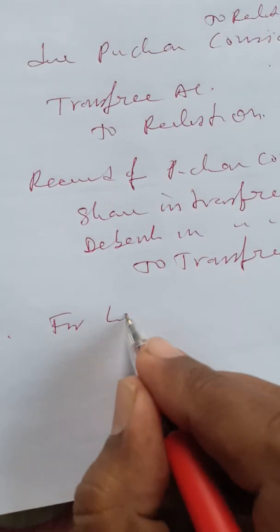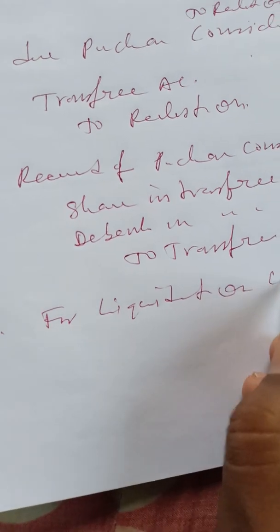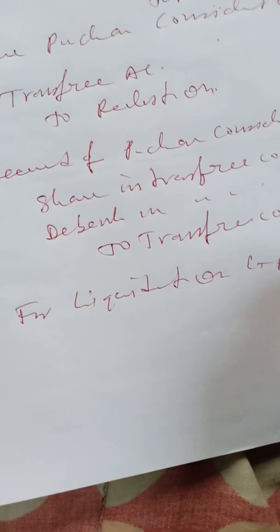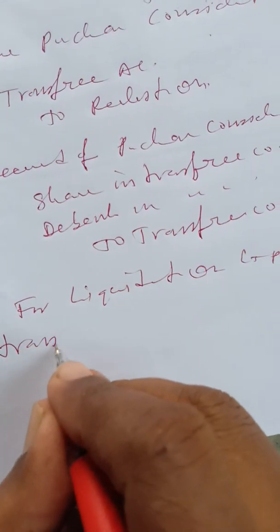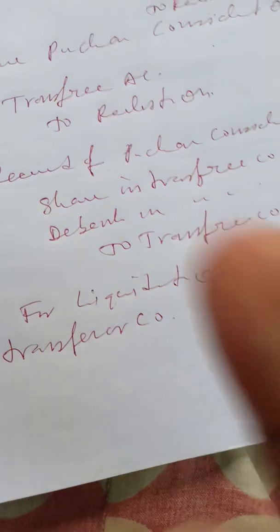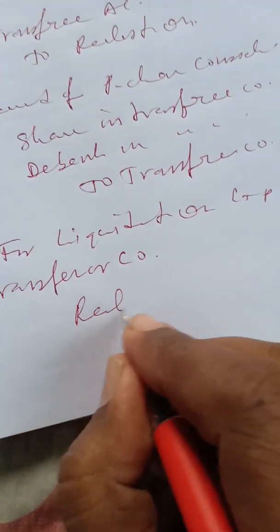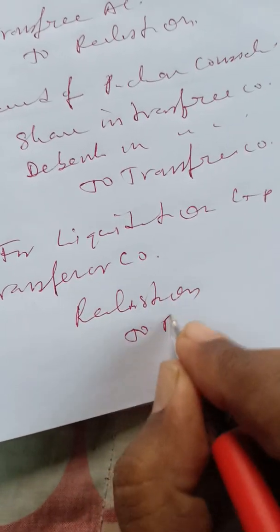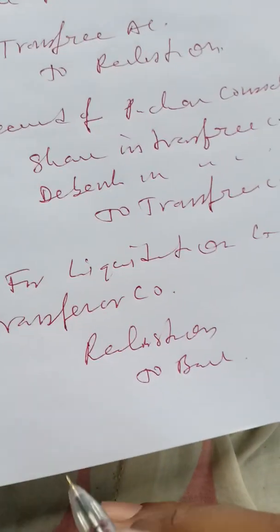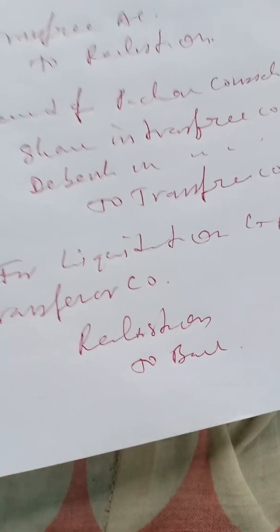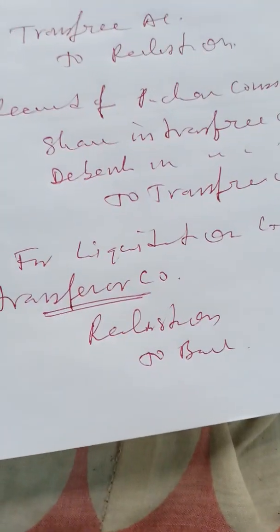For liquidation expenses. Liquidation expenses paid by the transferor company. That means in the same books we have mentioned. So the entry is realization account debit to bank. Okay. But remember that if this expense is paid by the transferee company, no entry is required. So this entry is given if it's paid by the transferor company. If it's paid by the transferee company, in these books no entry needs to be given. Okay.